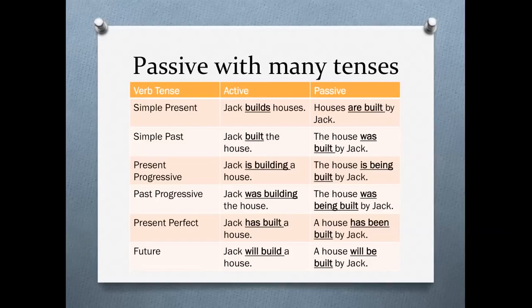It's the form of the verb be that changes. Okay? So when it's present, we use are. When it's simple past, we use was. When it's present progressive, we use is being. When it's past progressive, we use was being. When it's present perfect, we use has been. And when it's future, we use will be. So be changes depending on the tense. Built never changes. The past participle stays the same, no matter what.